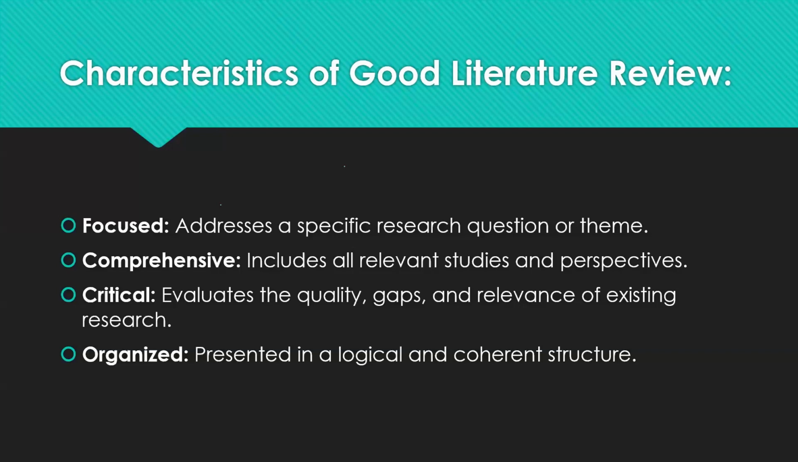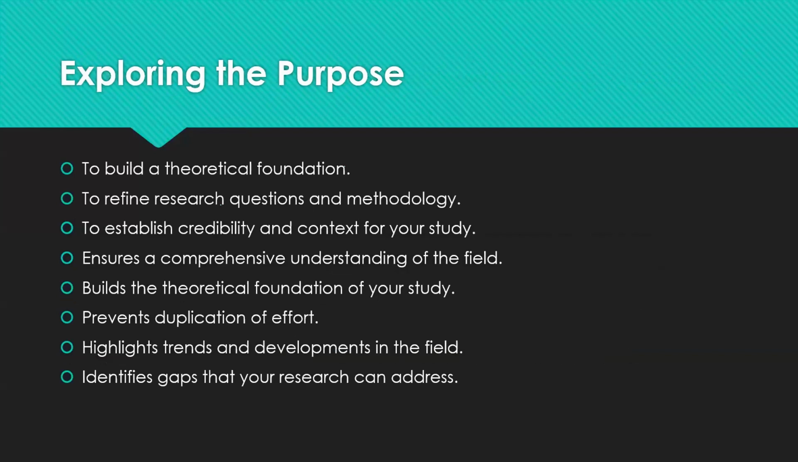Then the fourth one is organized. In an organized review, all the things should be presented in a logical and coherent structure. Whichever approach you choose, whether a chronological approach, a thematic approach, or a methodological approach, you should be very specific about how you are going to organize. The organization of the review helps the readers to navigate the information easily and understand the connections in the area you are studying. So this is about the characteristics of a literature review.